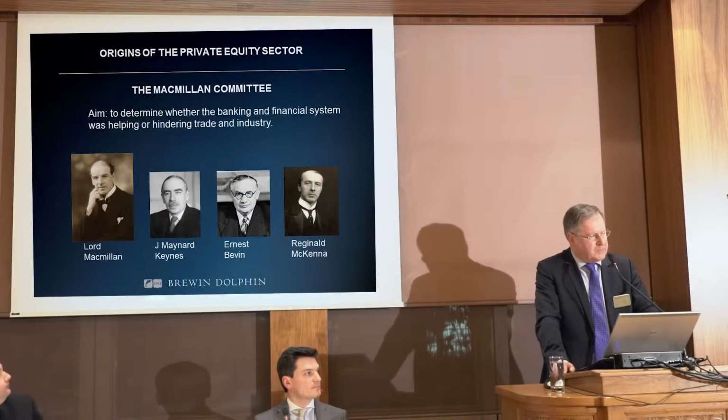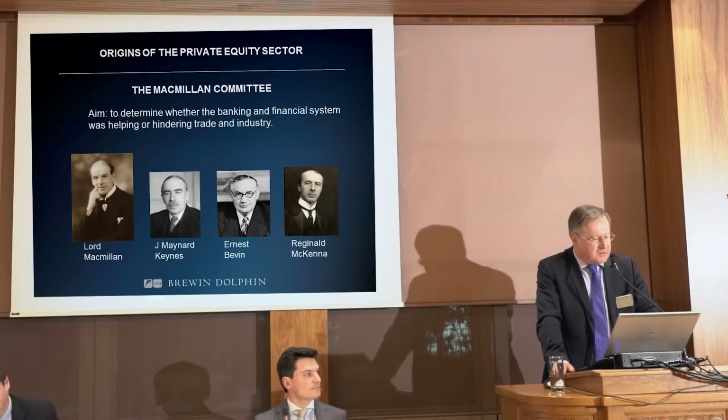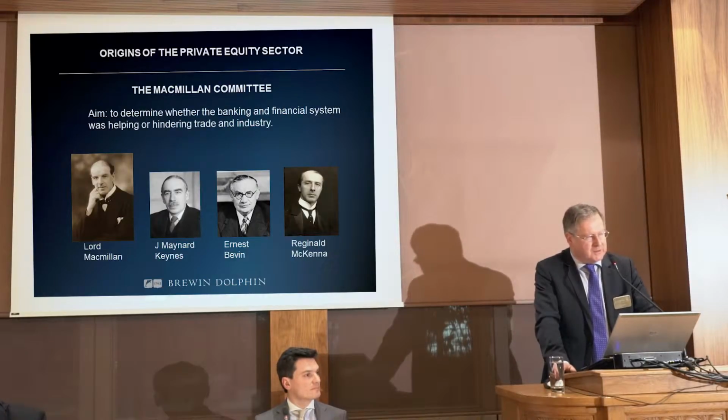So what did the government do about this? Well, they decided to set up a thing called the Macmillan Committee, and the aim was, as it says on the slide here, to decide whether the banking and financial system was actually helping trade and industry or hindering trade and industry.